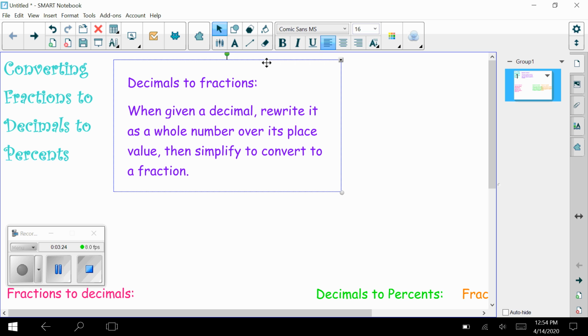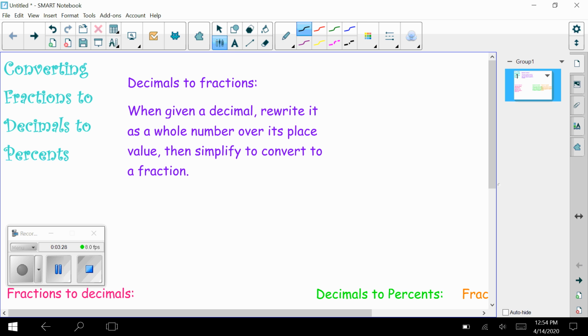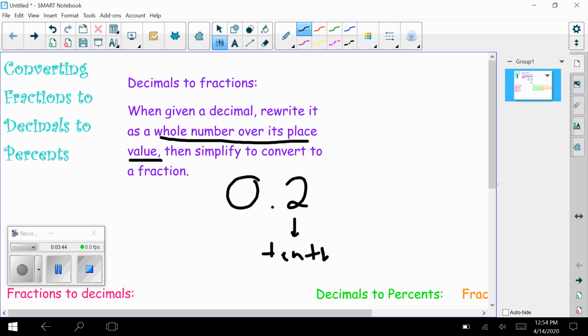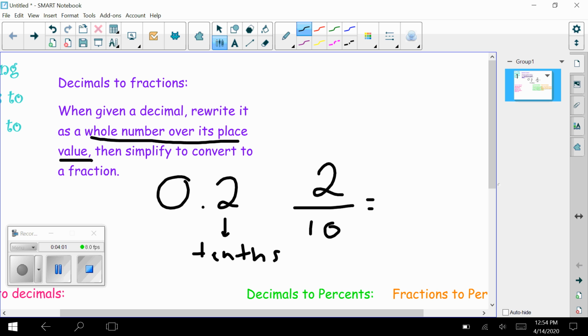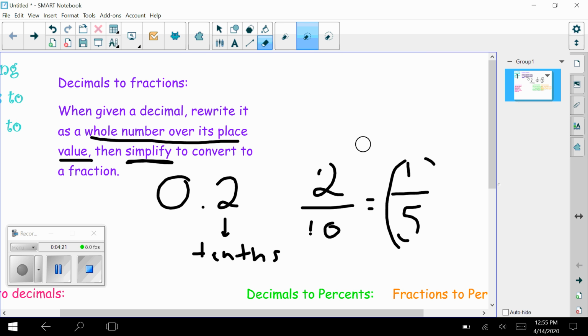Okay, so what that really means here is, let's get our drawing tool again. What I mean when I say take a whole number over its place value is, let's take that 2/10 again that we saw before. Right? We know that this is the 10th place. So we can take 2 and we can write it over tenths, right? So if we simplify this, we know that 2 goes into 2 and 2 also goes into 10, and this can simplify to 1/5, right? We always want to simplify. Always want to leave our answers in the simplest form possible. Okay, so let me erase this and we're going to look at another example.